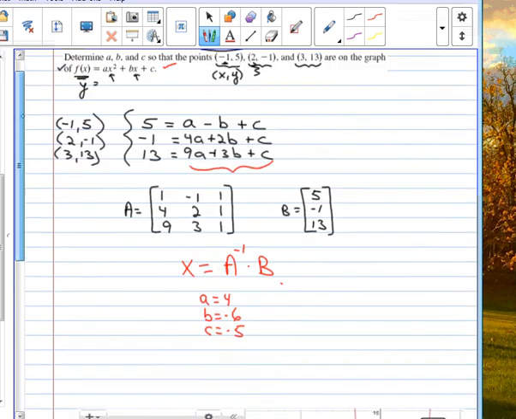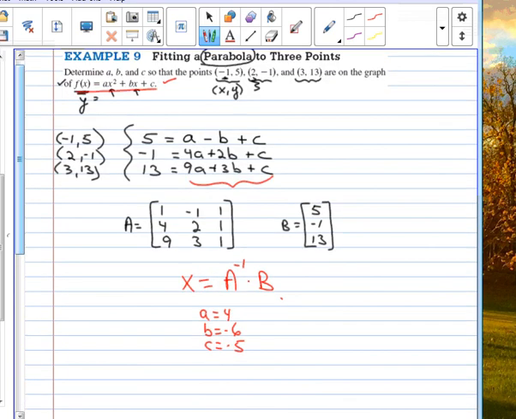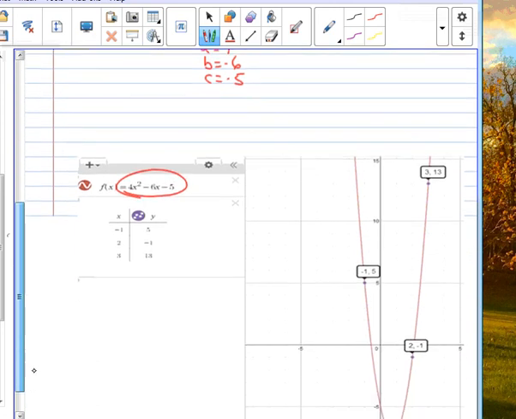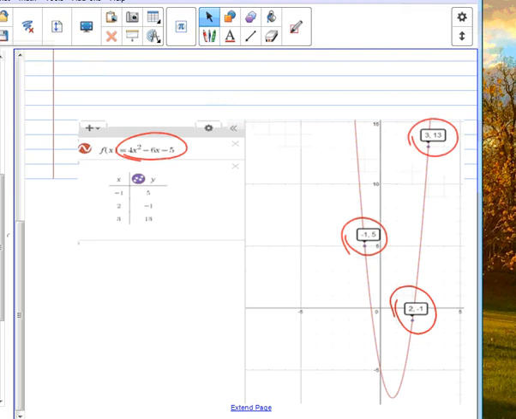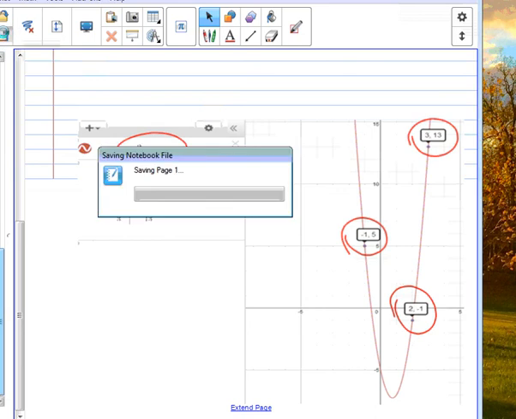So we can go back and write the equation, or the function, f of x, or y equals, 4 is A, so ax squared, 4x squared, minus 6x, minus 5. And I happen to have graphed it earlier when I did find the right numbers. And there is the equation, and sure enough, it's a parabola that hits all 3 of those points. So that's just a little application. I missed a number somewhere when I was doing that. All right, that's today's.